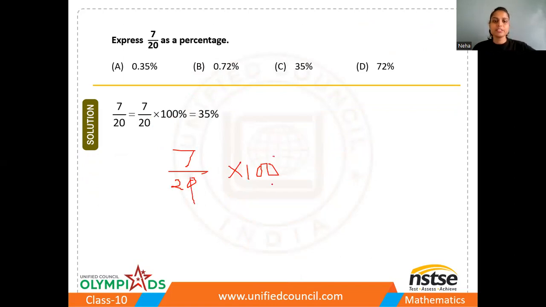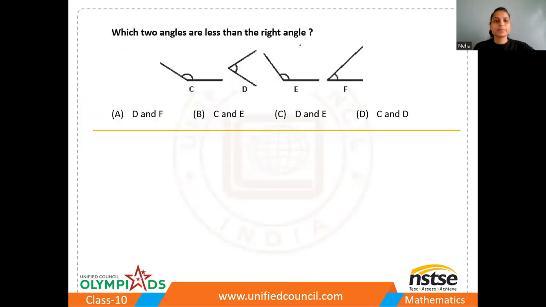So 20 times 5 is 100, so 5 times 7 is 35. So 35%, that means option C is the right answer. Okay, the question is quite easy. The next one. Which two angles are less than a right angle?